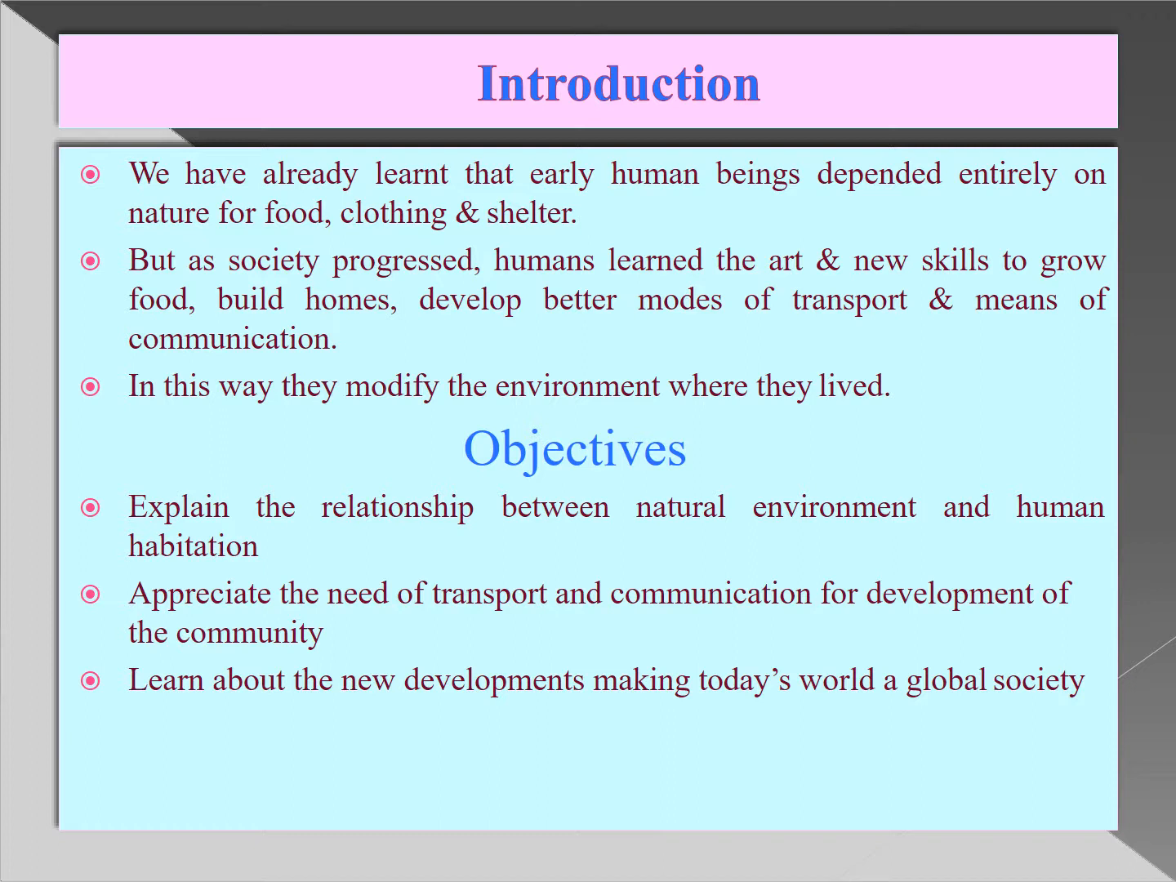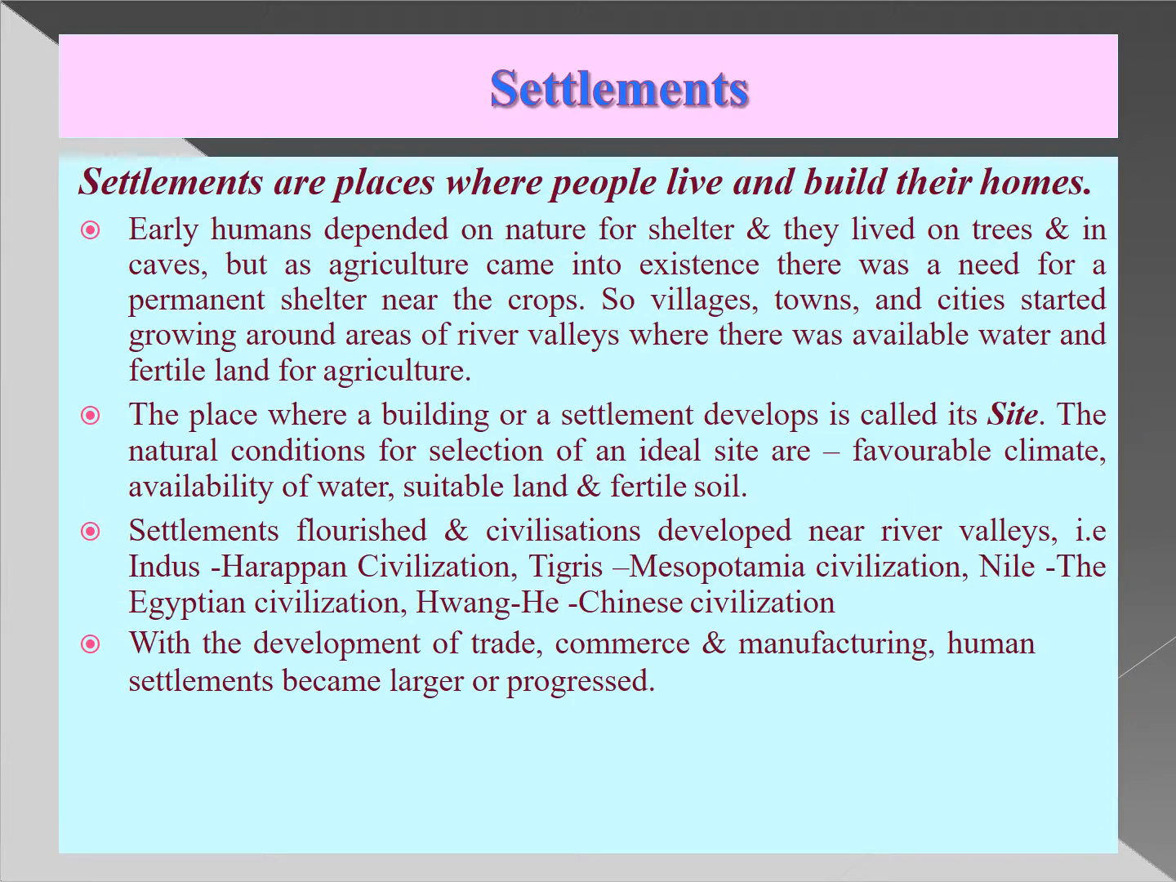The basic objective behind this chapter is that we will understand what is settlement, what is transport. We will also understand the relationship between natural environment and human habitation. We will understand the need of transport and communication for the development of a particular community, and how today we are a part of a large global society. So the first topic we will be dealing with is settlement.